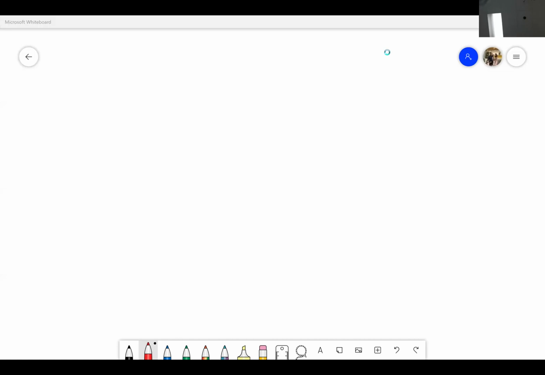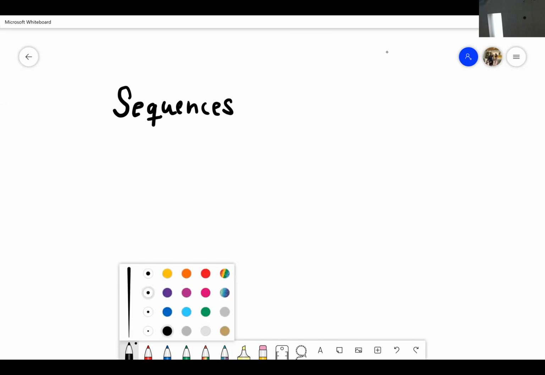Then we're recording. Okay, so we're going to be doing sequences. Basically a sequence is like a listing of numbers, and you can tell there's a rule that works with it. That's what it is. So that's essentially what it is.